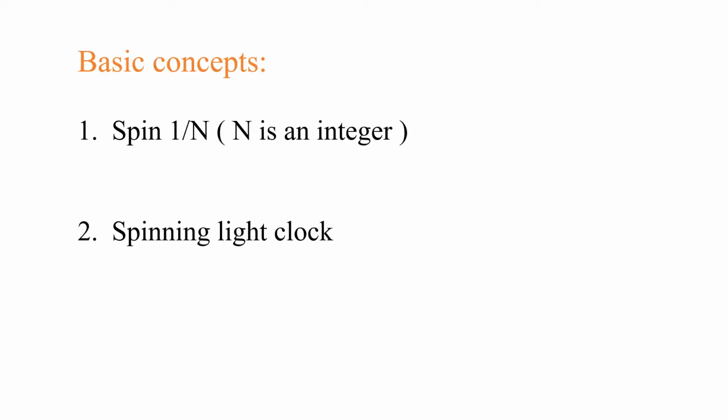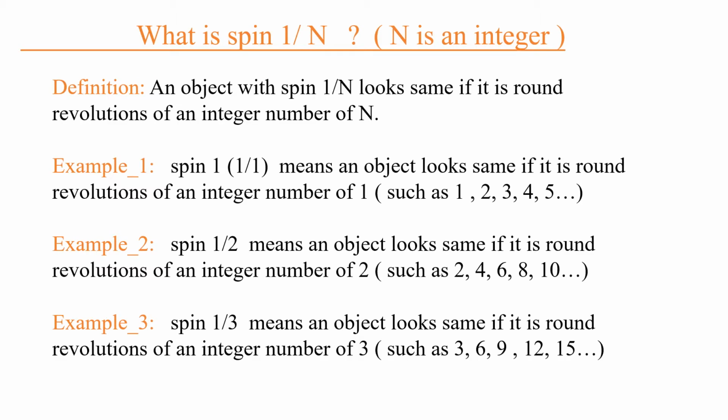Here we introduce two basic concepts. One is spin 1 over n. The other is spinning light clock. What is spin 1 over n? The answer is that an object with spin 1 over n looks the same if it is turned around revolutions of an integer number of n.